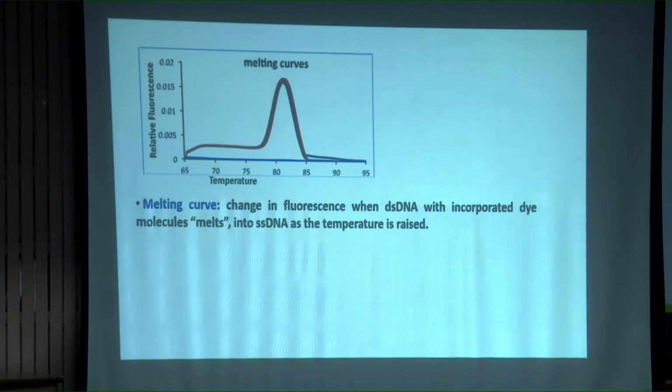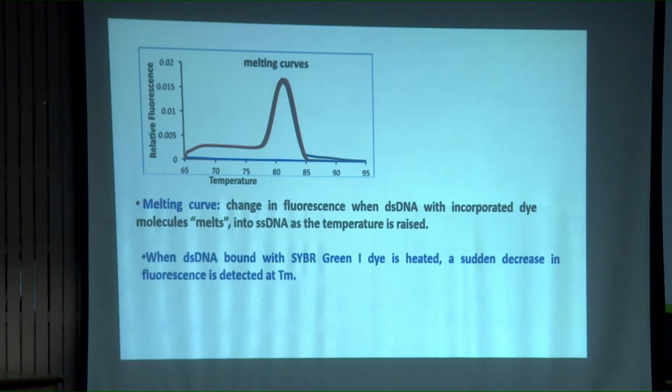Change in fluorescence occurs when the double-stranded DNA with incorporated dye molecule melts into two single-stranded DNA, with the consequence of losing its fluorescence. That is captured by the machine instantaneously, and it gives you a curve. Most modern day qPCR machines come with this kind of option. When the double-stranded DNA bound with SYBR Green 1 is heated, a sudden decrease in the fluorescence is detected at the Tm, which is called the melting temperature of that particular double-stranded DNA.